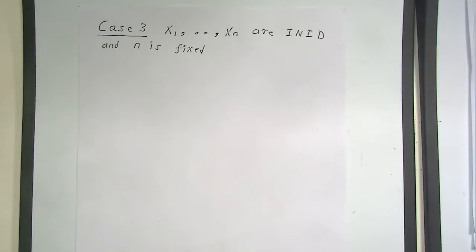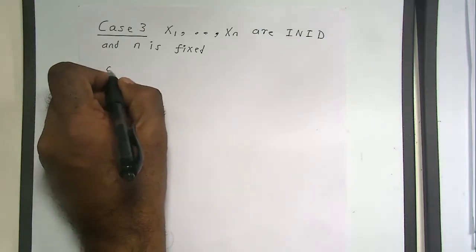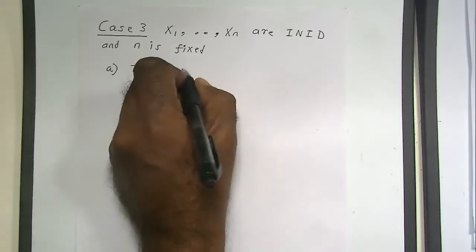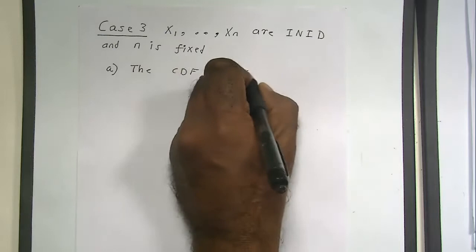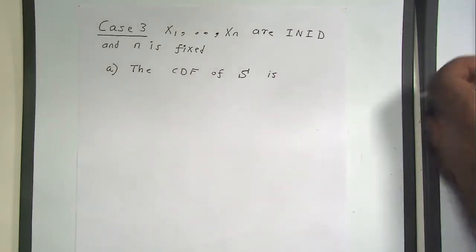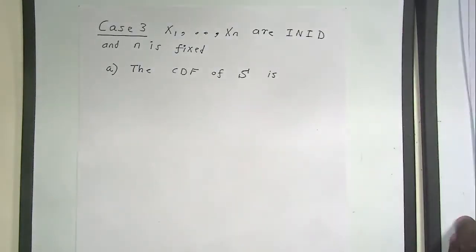S is the total portfolio loss, U is the minimum portfolio loss, and V is the maximum portfolio loss. So starting with S, the CDF of S, you may remember in case 1, let me go back to case 1. This is case 1. We did this yesterday, right? And this is the formula that we got for the CDF of S, right?